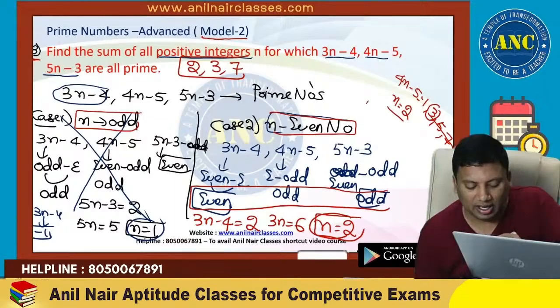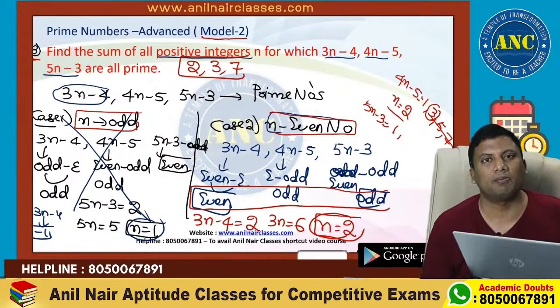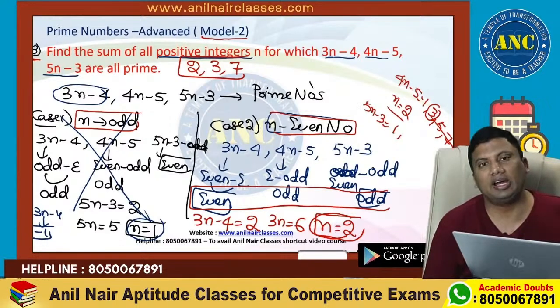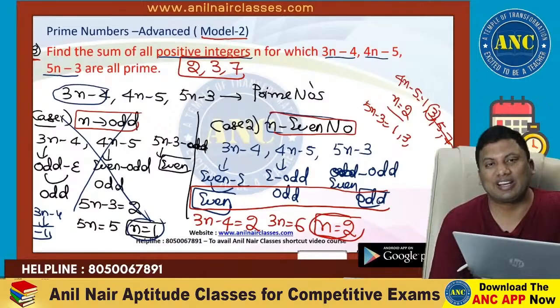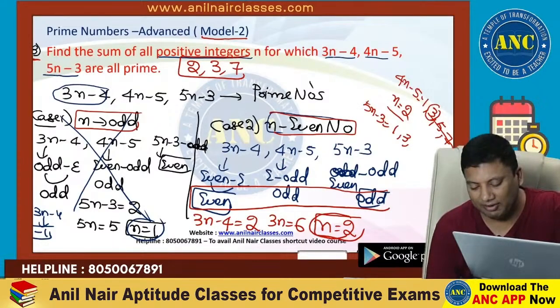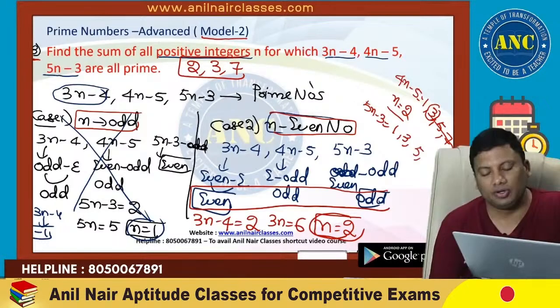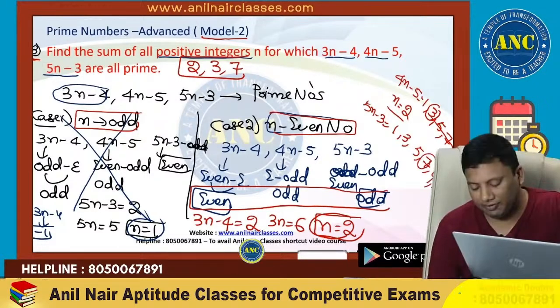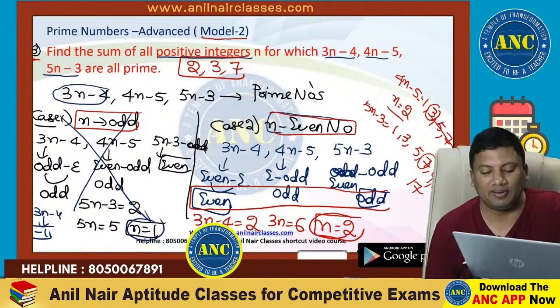Similarly, 5n minus 3, it is an odd number. If I take the lowest odd number 1, 5n equivalent to 4, n will be a fraction. If I take 3, 5n is 6, n is 6 by 5, not possible. If it is 5, 5n equivalent to 8, 8 by 5, not possible. 5n equivalent to 18 and 17. 5n minus 3 is 17, n value 4.